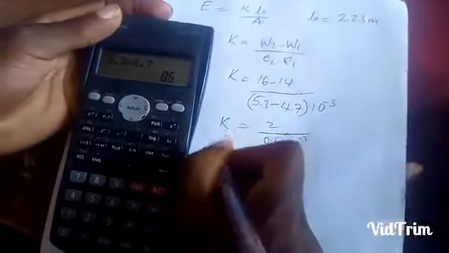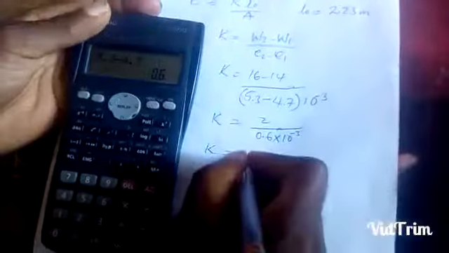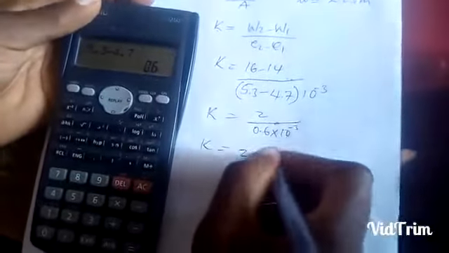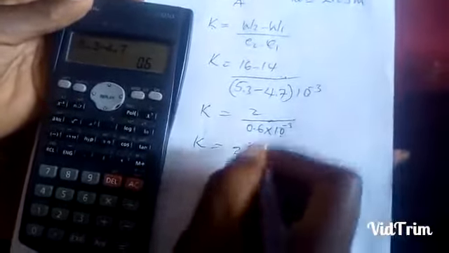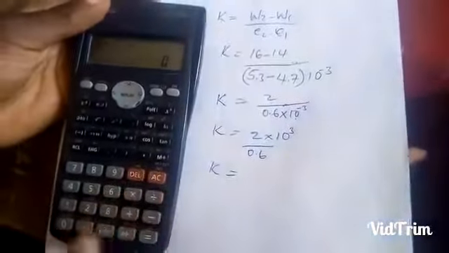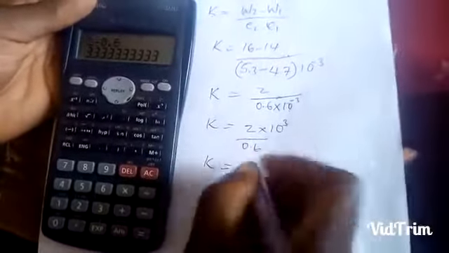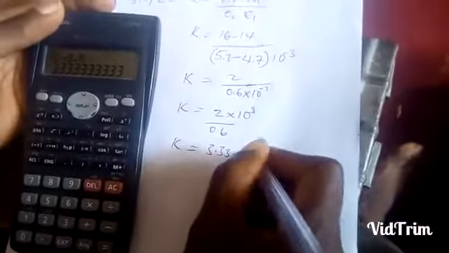Law of indices says, the moment we take the 10 to the power minus 3 up, it becomes positive. So when the power here goes up, it's 10 to the power positive 3. Divide that by 0.6. So the K, which is the force constant, is 2 divided by 0.6. That will give us 3.333 times 10 to the power 3 Newton per meter.